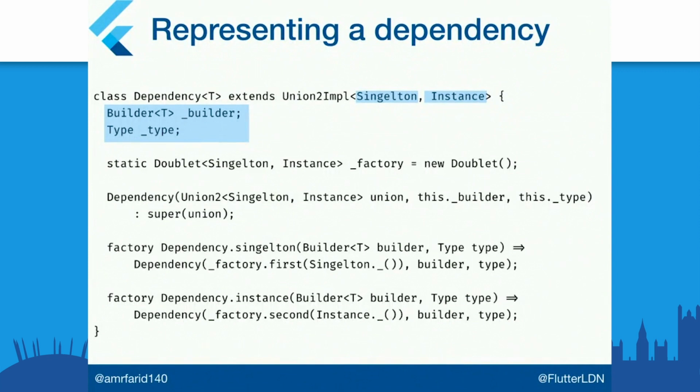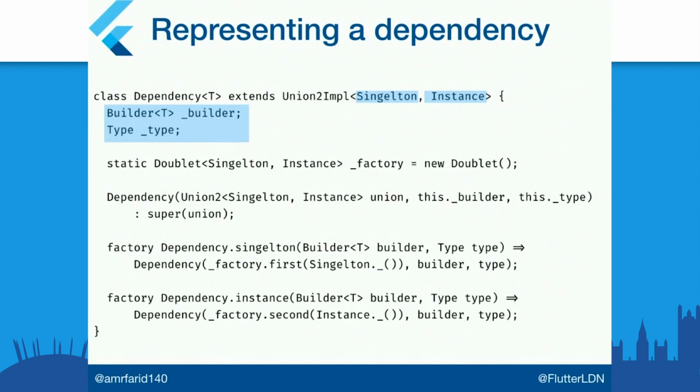So again, it's very handy. You can use a sealed union to represent a dependency, right? So as we said from the requirements, we can basically say a dependency is either a singleton or an instance. And we are fairly certain that every dependency will have a type and will have a builder.